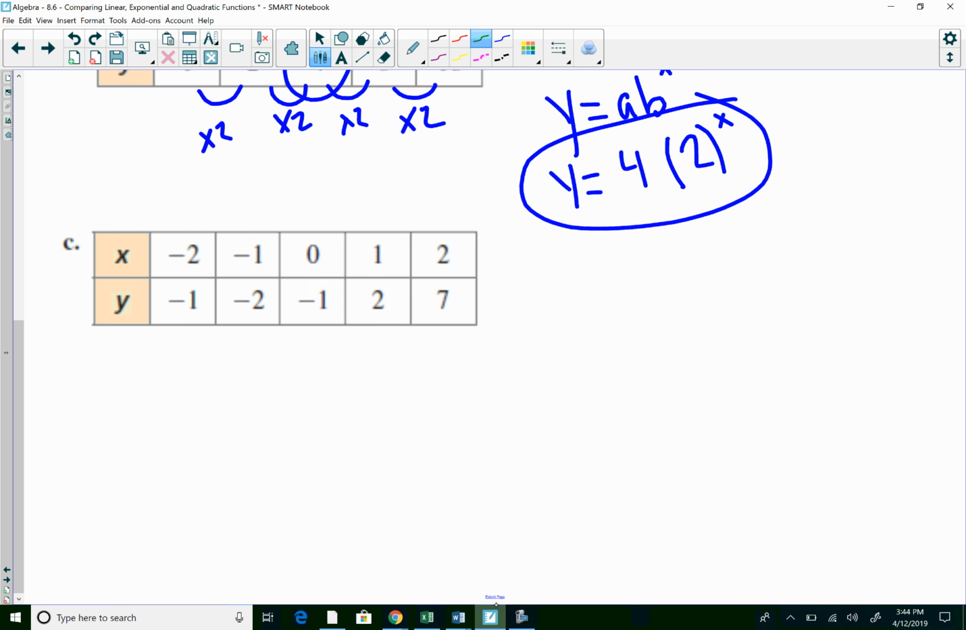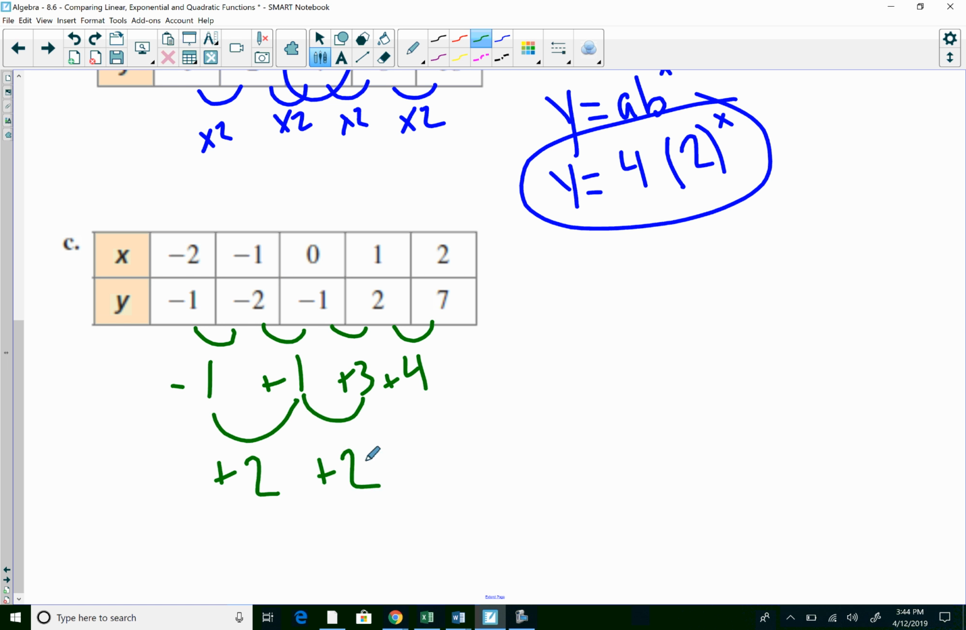Okay, then lastly, here, let's see, I'm going down 1, and then I'm going up 1, then I'm going up 3, and then I'm going up 4, okay? So these first differences are not the same, but here's what they mean with a quadratic by second differences being the same. So to get from negative 1 to 1, you're going up by 2.